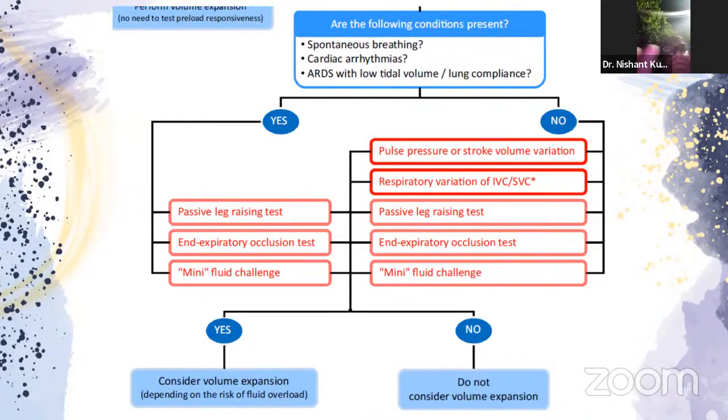In these cases, you do a passive leg raise test or an end expiratory occlusion test or a mini fluid challenge. Why? Because your pulse pressure or stroke volume variation, respiratory variation of IVC or SVC, and the other things may not be reliable. But yes, you can do the passive leg raise test and expiratory occlusion. You can do the pulse pressure variation, stroke volume variation, and the IVC distensibility collapsibility index if these conditions are absent. So if these tests are positive, you give fluids. If not, you do not give fluids. You consider other therapies. Next, please.